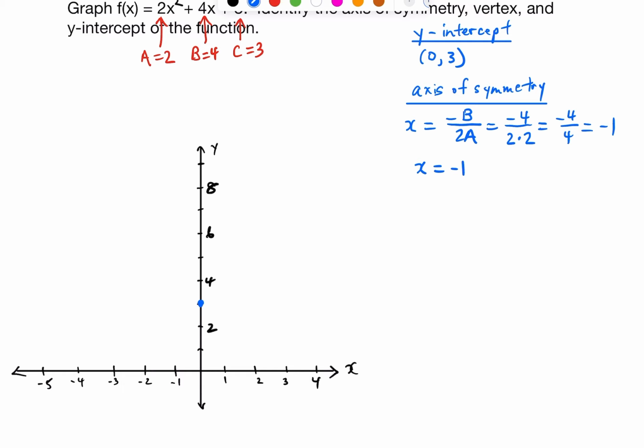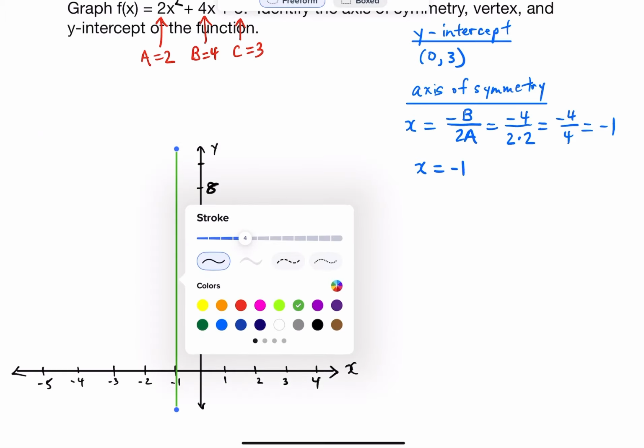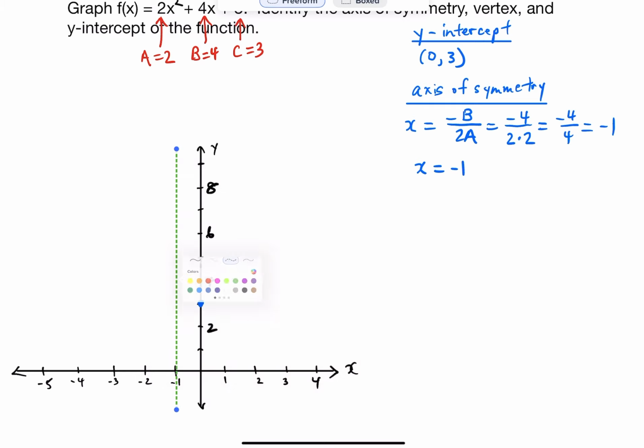Now you don't have to draw this in practice, but I'm going to do this here just to show you visually where the axis of symmetry is. This is my axis of symmetry, and I'm going to change that into a dotted line so you realize that it's just a guide. Now we know that this is my axis of symmetry, we can next solve for our vertex.